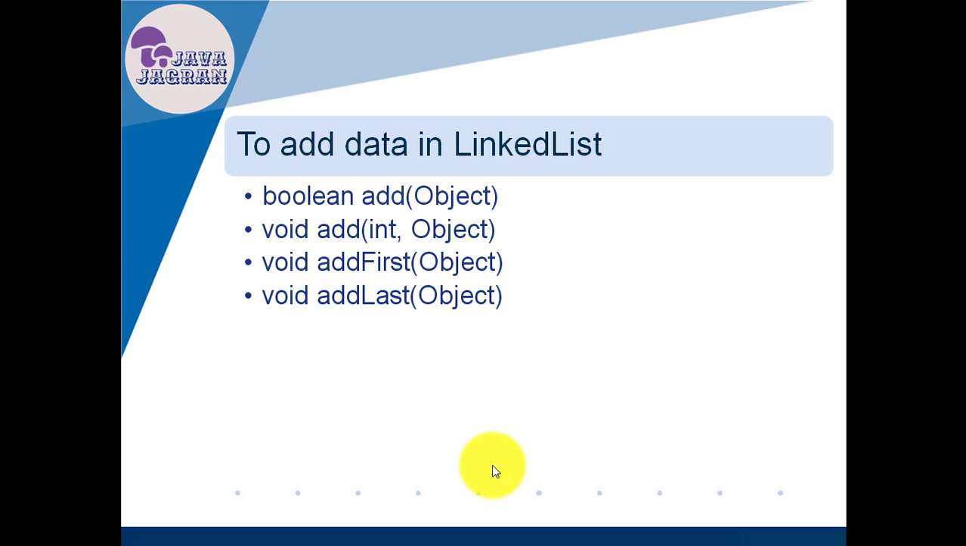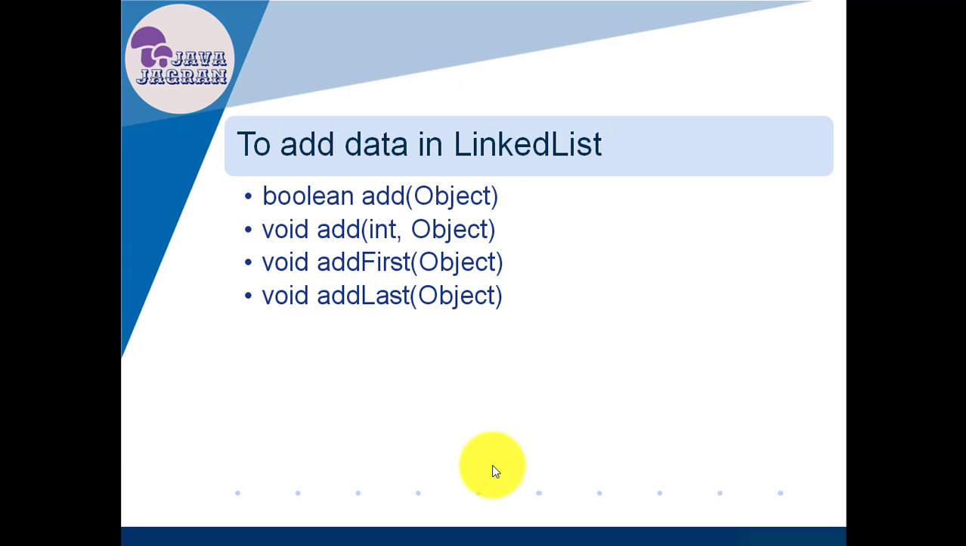Another method is add with the first argument as an integer and the second argument as the object. Using this method we can add an element at a specific location. The first method always adds at the end, but we may want to add at the second location, third location, fifth location, in the middle, anywhere. In that case we can use the second method, with the int and object arguments, and this returns nothing.